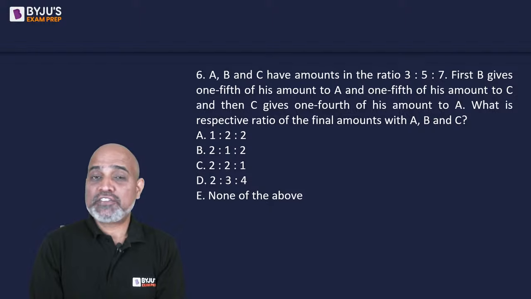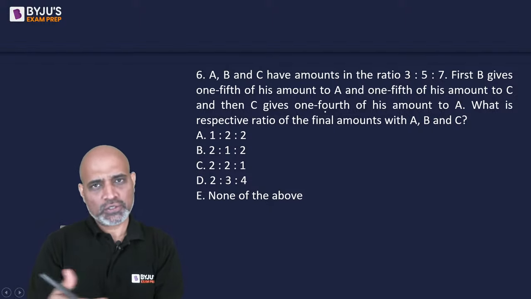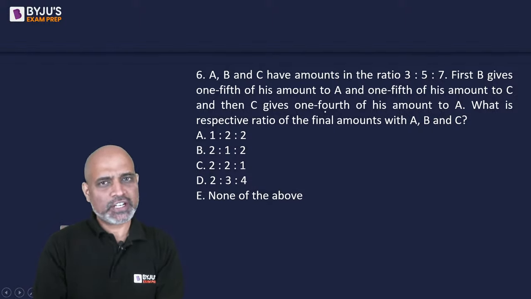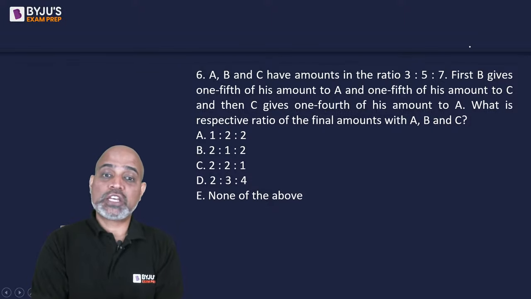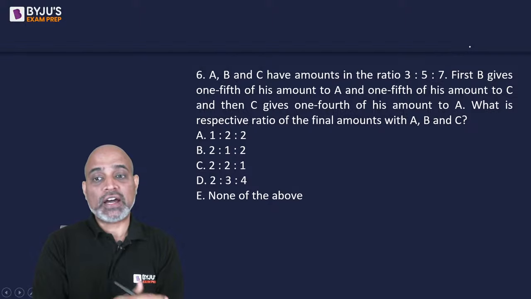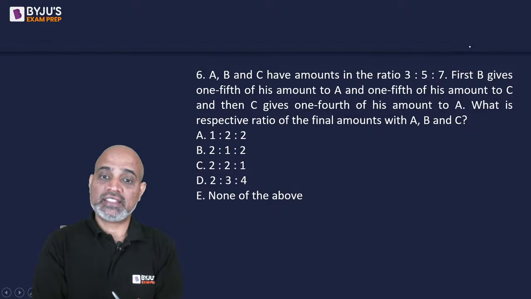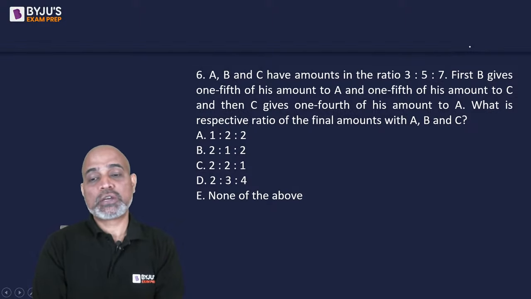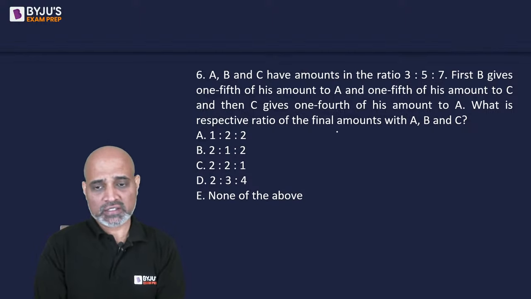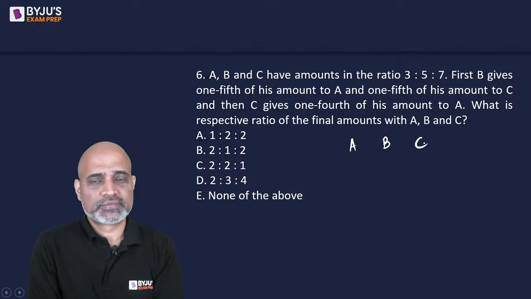A, B and C have amounts in the ratio 3:5:7. मान लो 3 rupees, 5 rupees, 7 rupees, 300, 500, 700, कुछ भी. First, B gives 1/5 of his amount to A and 1/5 of his amount to C, and then C gives 1/4 of his amount to A. What is the respective ratio of the final amounts with A, B and C, right? So A, B and C का हमें ये चाहिए, ठीक है?